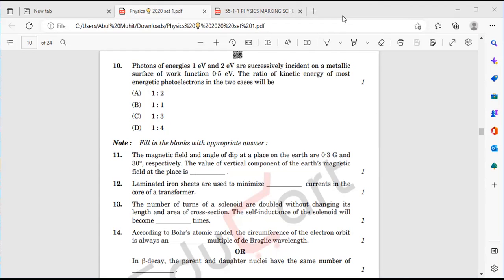Is it not? No. So, magnetic field and the angle of dip, this is not there in the syllabus. Laminated iron cores are used to minimize eddy currents in the core of a transformer. Just now we discussed, eddy currents. Very good. The number of turns of a solenoid is doubled without changing its length and area of cross section. The self-inductance of the solenoid will become dash times.